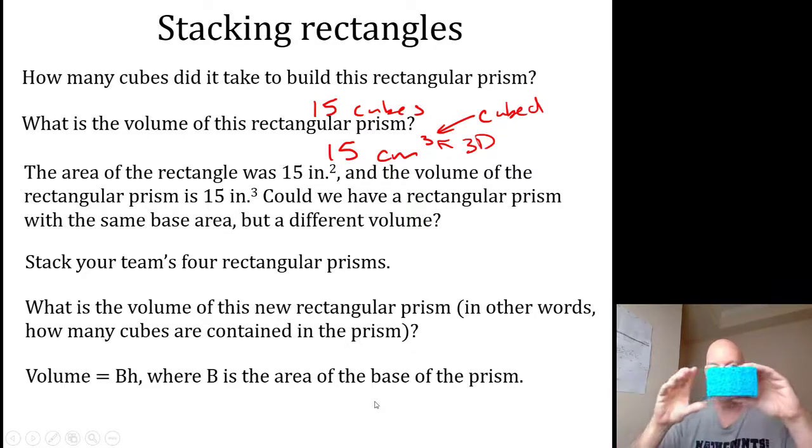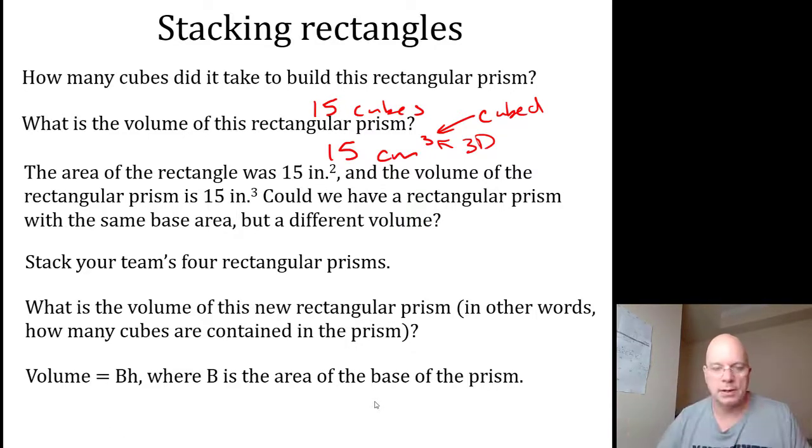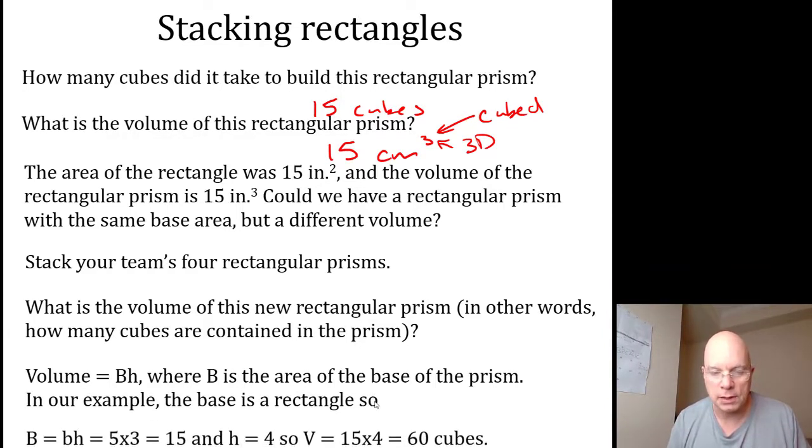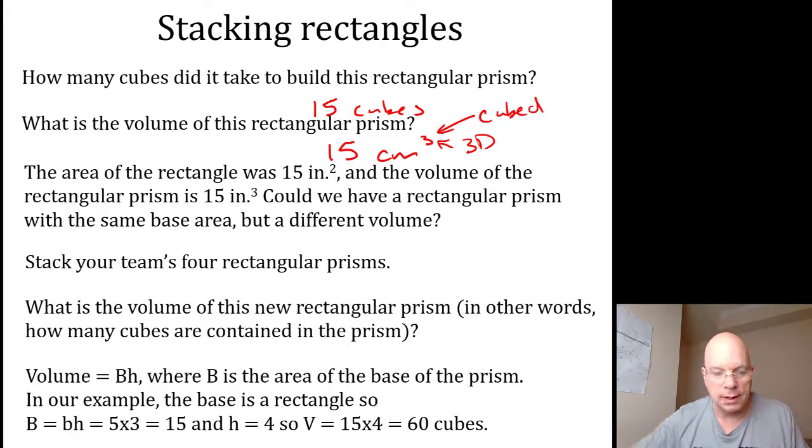The area of the base of this prism is 15. So if you take that area of the prism and multiply it by the height of the prism, then you've got your volume. And our rectangle, big B, since it was a rectangle, we use base times height. So 5 times 3 is 15. And the height is 4 because we had 4 layers. And so the volume would be 15 times 4, or 60 cubes, or 60 centimeters cubed if each side of those cubes was 1 centimeter.